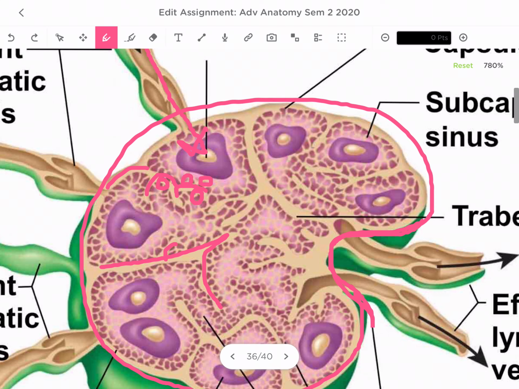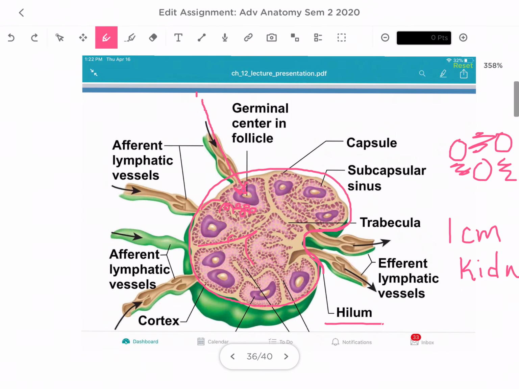sit on these folds. The lymphatic fluid flows into the lymph node through all of these afferent vessels. Remember, afferent starts with an A, and that's arriving. So the fluid is arriving through the afferent vessels. And over here, these are called efferent vessels, and they are exiting.